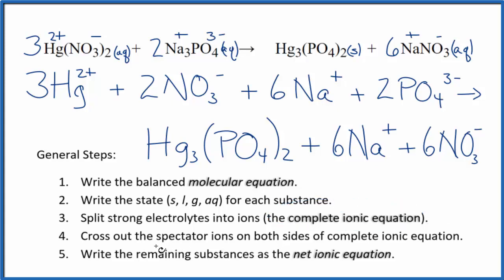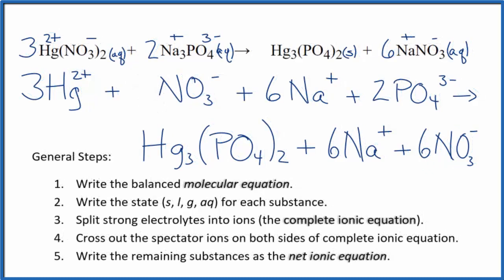Now we can cross out these spectator ions. They're on both sides of the complete ionic equation. We have our reactants here and our products here. So when I look at this, I can see I've made a mistake because I see 2 nitrate ions here and 6 here. And if I come back, 3 times 2, I should have 6 nitrate ions. So I'm going to change that. I've caught this error right now, and I'd also be able to catch it at the end, and I'll show you how. So I have 6 nitrates here.